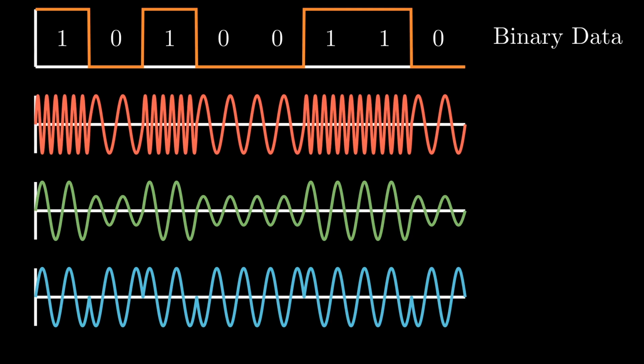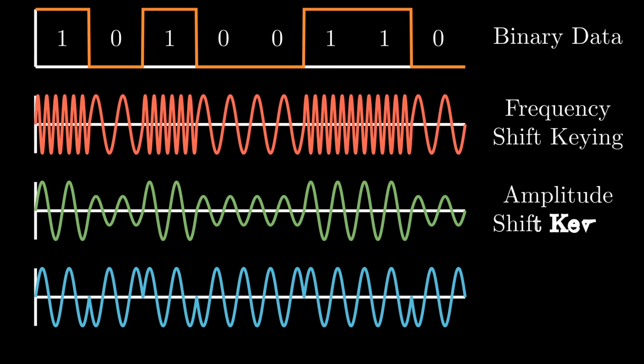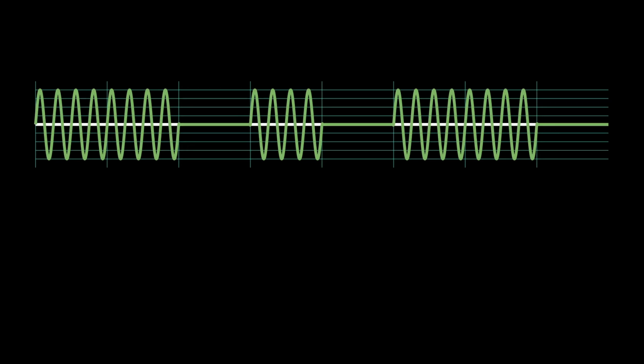Changing the frequency is called frequency shift keying and is a part of Bluetooth. Changing the amplitude is called amplitude shift keying and is used in near-field communication, like for tap-to-pay on a credit card. Changing the phase is called phase shift keying and is common in satellite TV. We could use any one of these variants, and in fact they're often combined together, but let's start with amplitude shift keying.